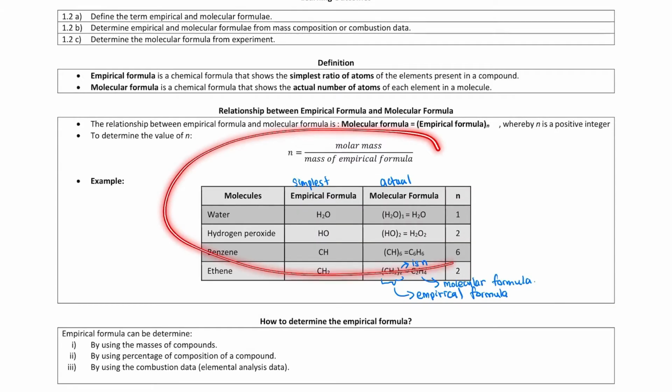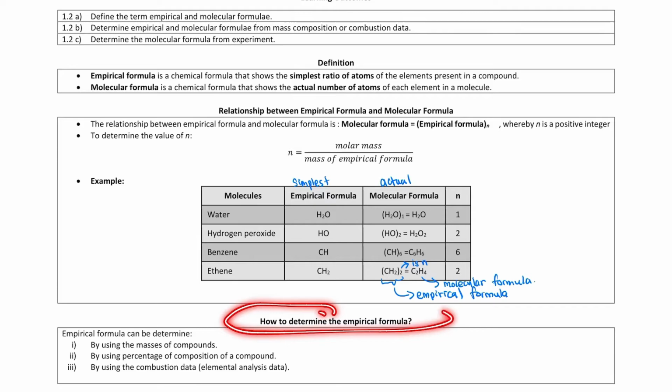If you find this a little bit confusing, then don't worry. We are going to use this in our calculation later, so hopefully you can understand later on. Right, so let us move to this one: how to determine the empirical formula. So now we are going to go to subtopic 1.2b.